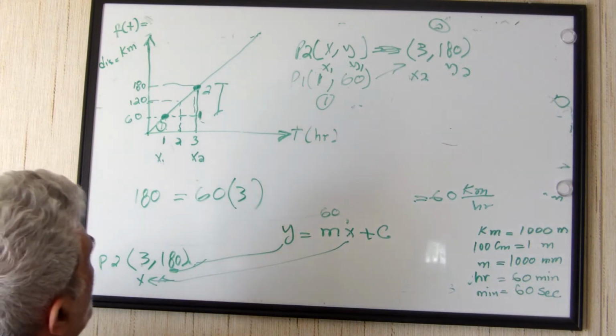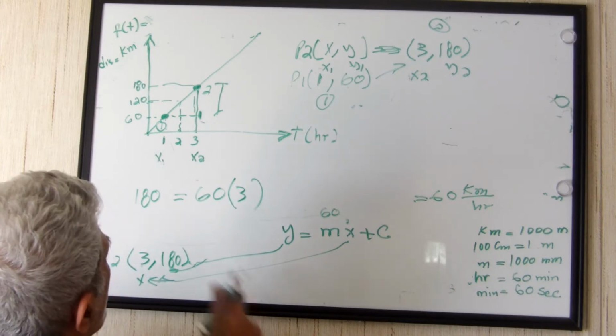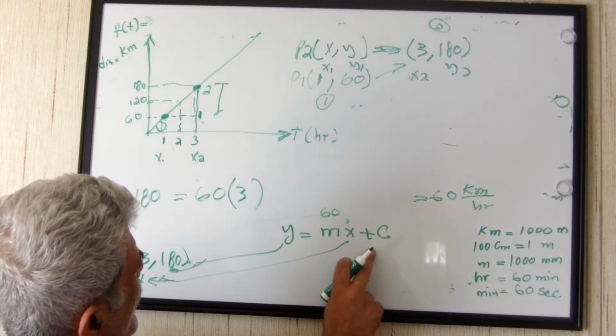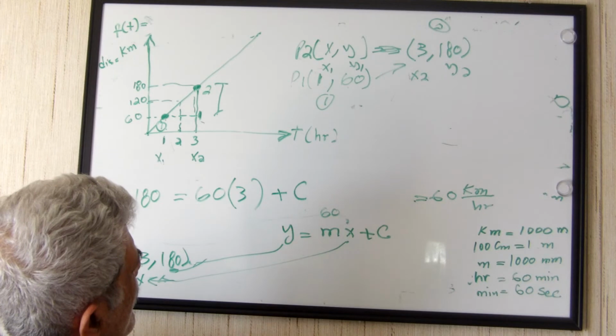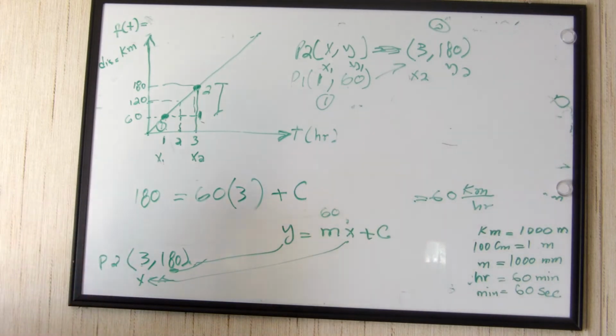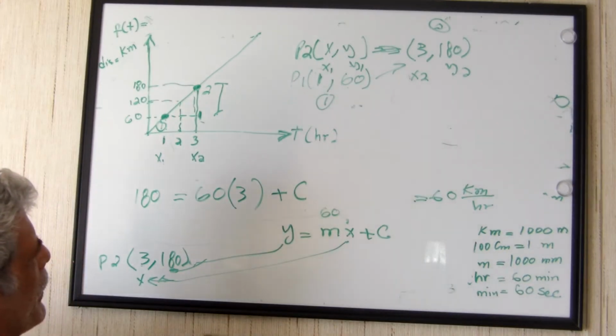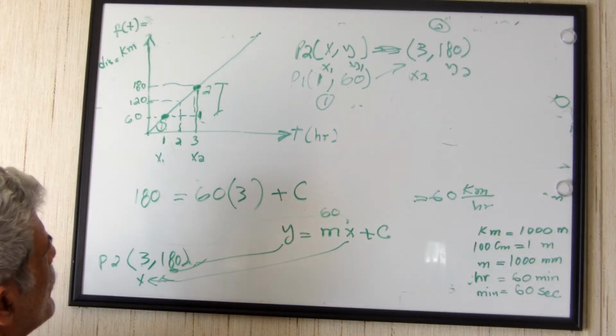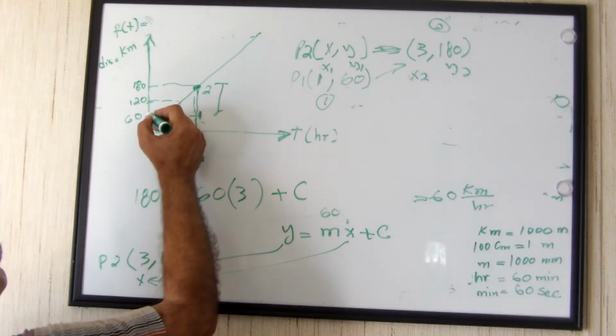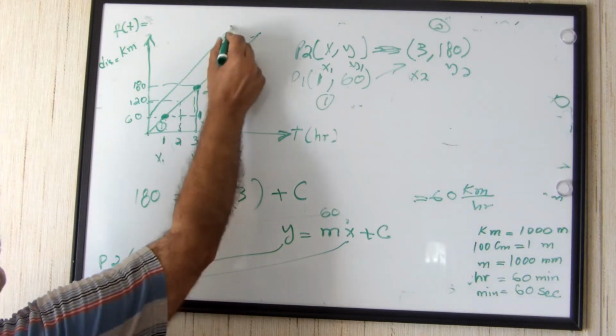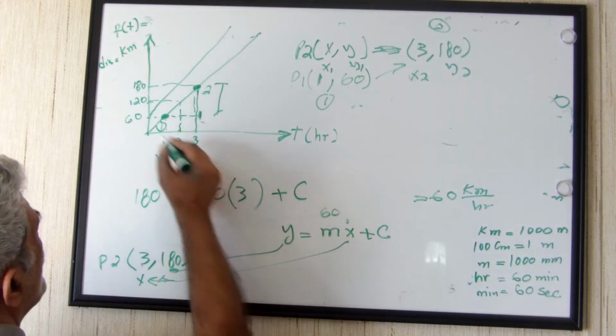So we have this equation, and we say we don't have c. We don't have c because I will tell you later why we don't have c. You know, this one started from the origin. If it started from here, then the c was 60.